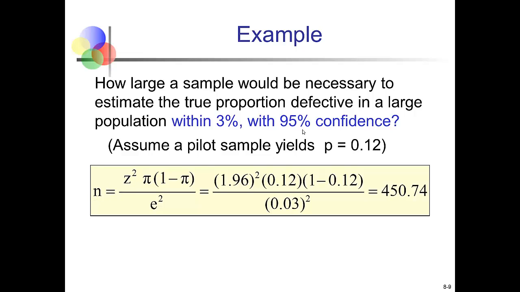If it's a 95% confidence level, our z critical value is 1.96, so we square that. We don't have the population proportion, but we have this estimate, 0.12. So 0.12 times 1 minus 0.12. Our margin of error is within 3%, or 0.03. So we put 0.03 in the denominator and we square that. When we simplify this, we get 450.74. So we should use a sample size of 451 items.